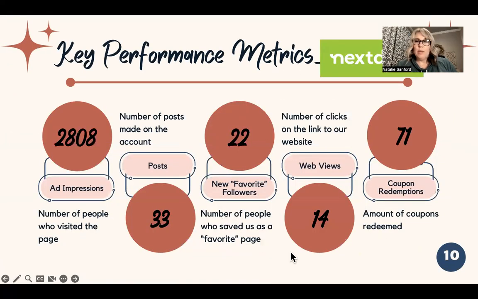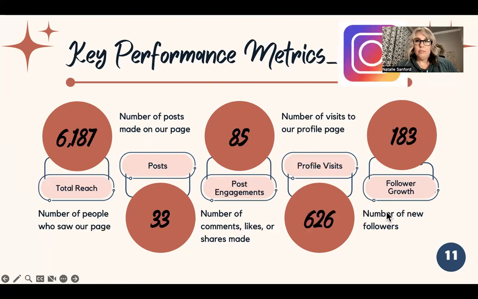So this is a little bit more of a deep dive into the metrics on the Nextdoor. We did 33 posts. The number of people who saved us as a favorite is 22. This is kind of a disappointing number. But this is what the campaign resulted in. This is for Instagram.